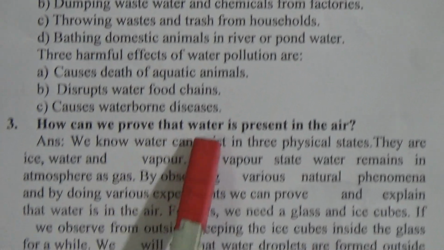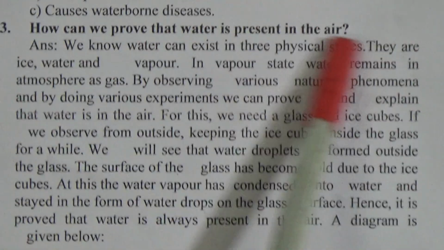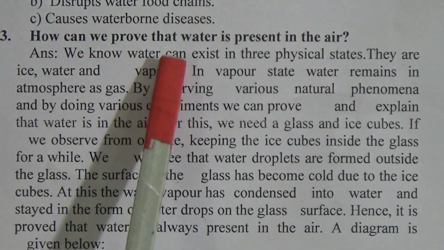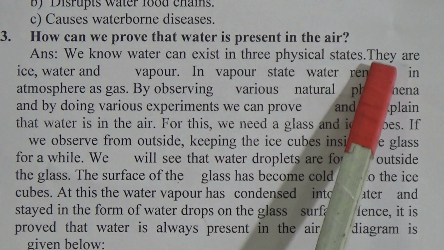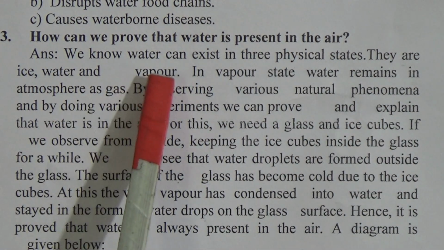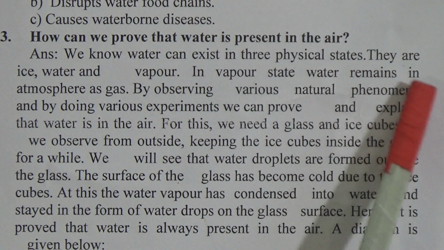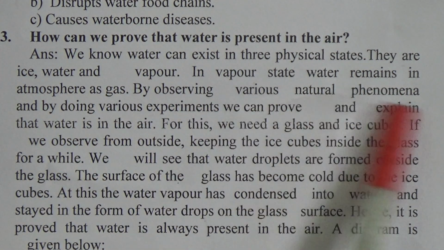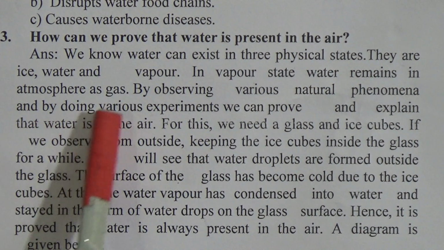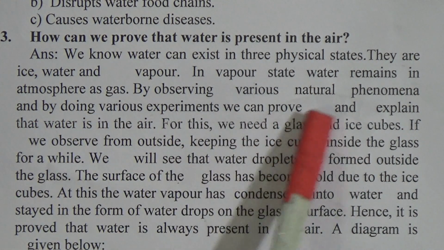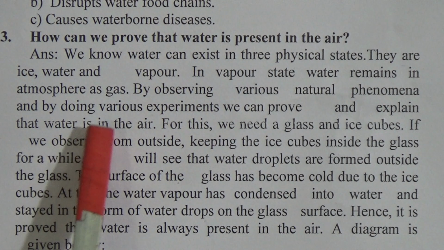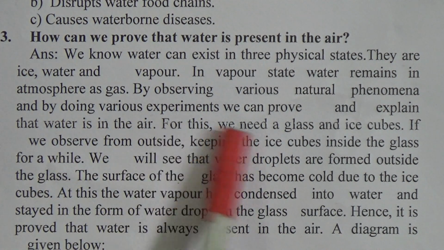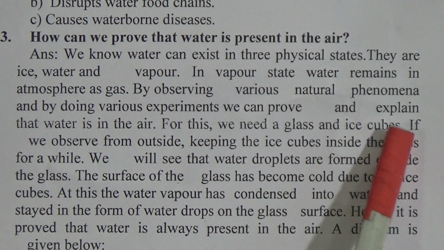How can we prove that water is present in the air? We know water can exist in 3 physical states. They are ice, water and vapor. In the vapor state, water remains in the atmosphere as gas. By observing various natural phenomena and by doing various experiments, we can prove and explain that water is in the air. For this, we need a glass and ice cubes.